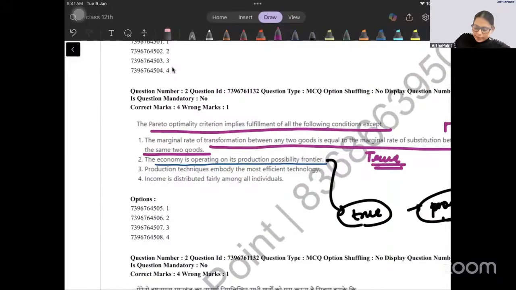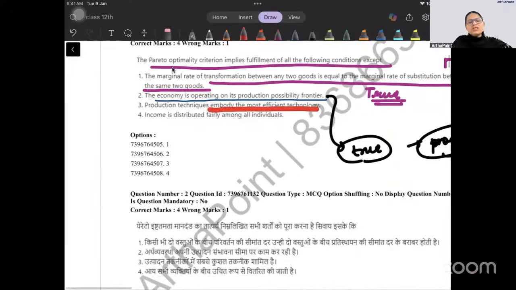Look at the third one. Production technique embody the most efficient technology. Of course, since you are on the production possibility frontier, you are using the most efficient possible, right? Points below PPF, they are inefficient. Above PPF, they are not achievable, not attainable. तो points on the PPF ही तो हैं जो attainable हैं, right?